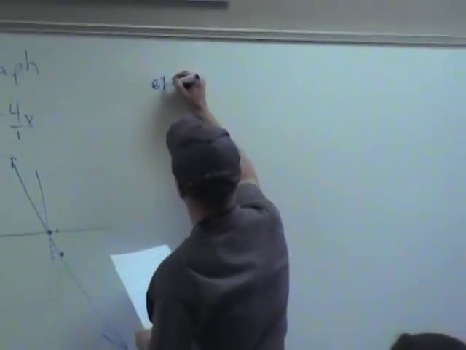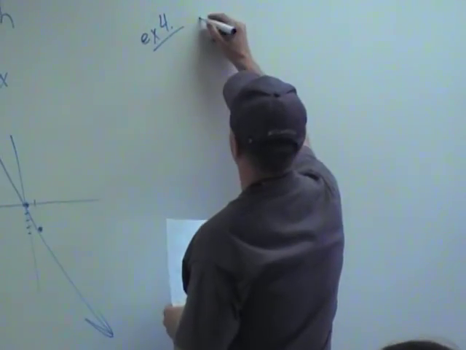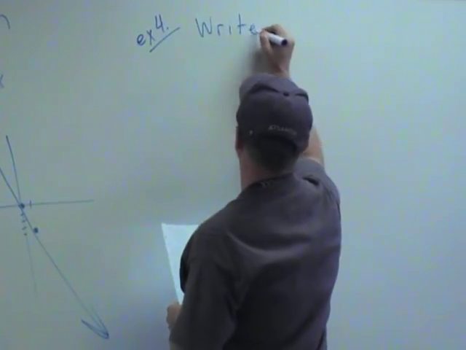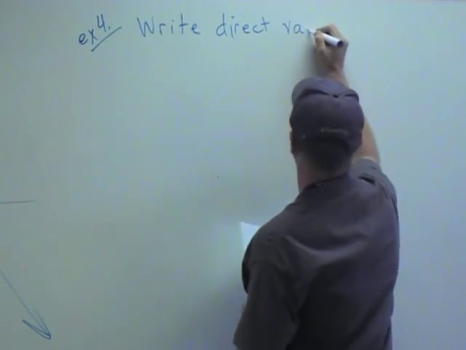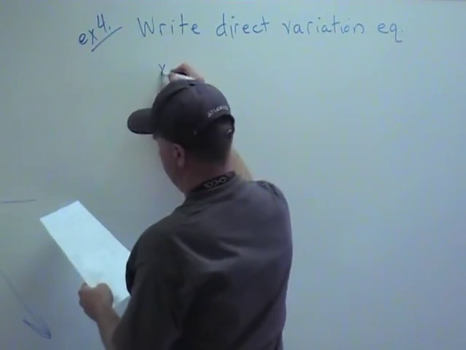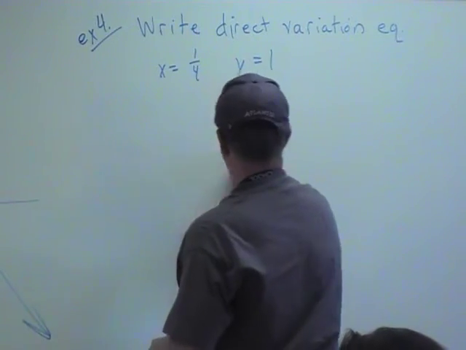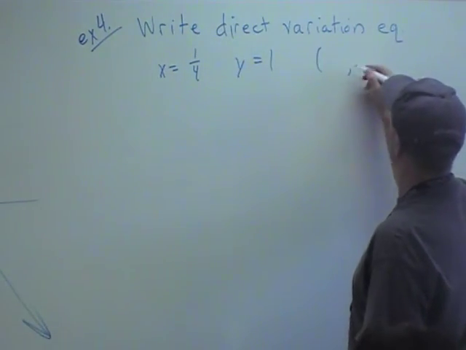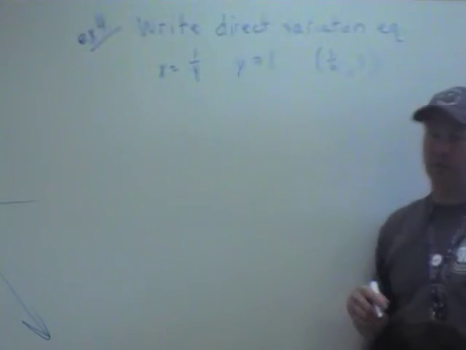Example 4. Now I want you to write a direct variation equation with x equals 1/4 and y equals 1. Basically, they may give it to you as a coordinate. Say, okay, write the direct variation that includes that point.